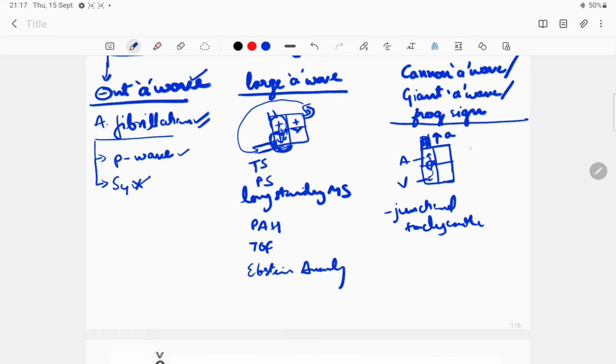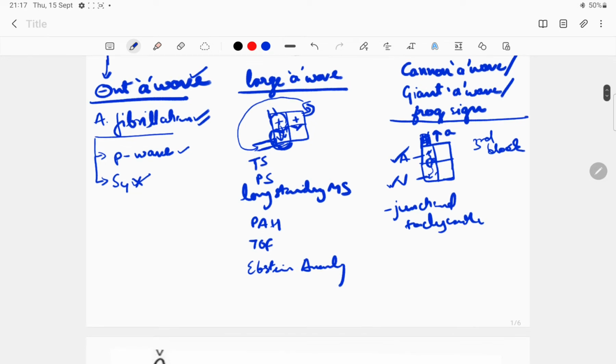The other condition can be third degree heart block. In this condition also there is asynchronicity between the atria and ventricle, that is, the atria are contracting at their own pace and the ventricles are contracting at their own pace. So there can come a time when these two contract at the same moment, generating a cannon A wave or joint A wave.